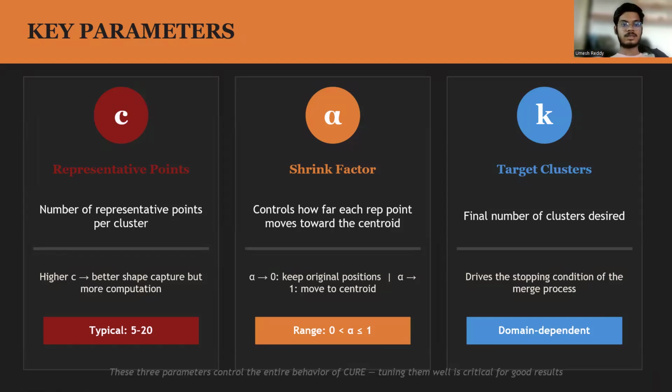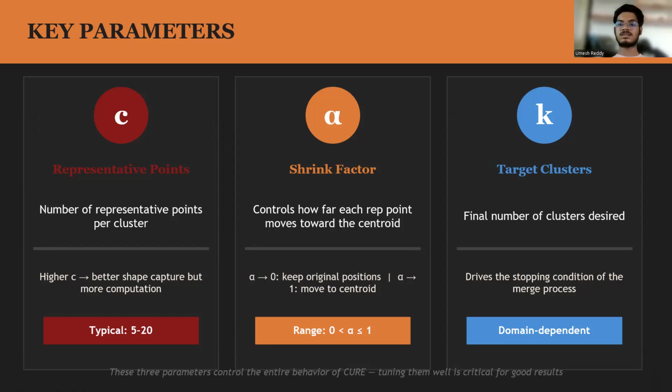These are the key parameters. First, the representative points: the number of representative points per cluster is called C. A higher C value will capture shapes better, but needs more computation. It ranges between 5 and 20. Coming to the shrink factor alpha, it controls how far each representative point moves towards the center. If alpha is 0, it keeps the original points, and if alpha is 1, it moves to the center. So it ranges from 0 to 1.